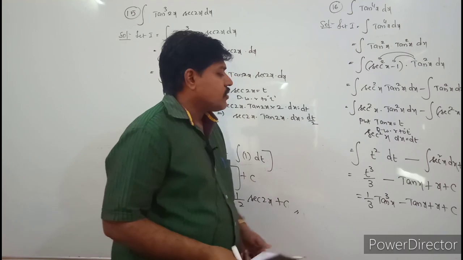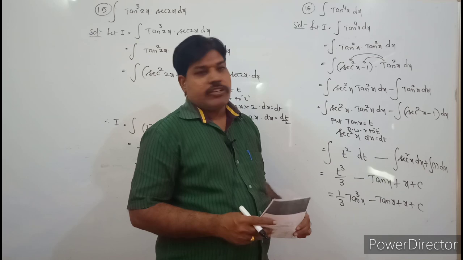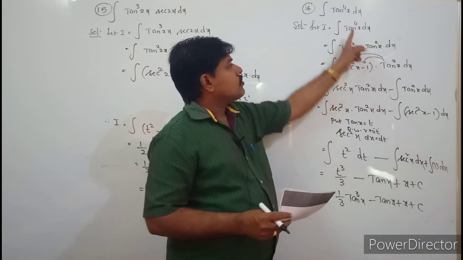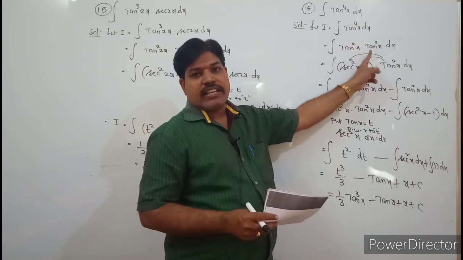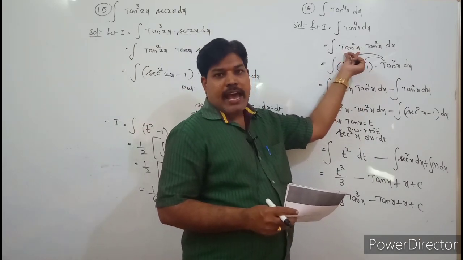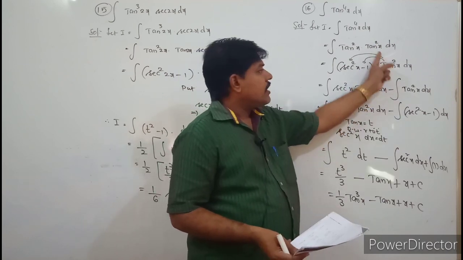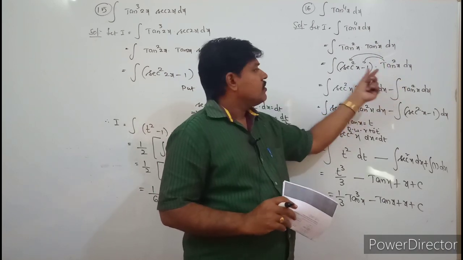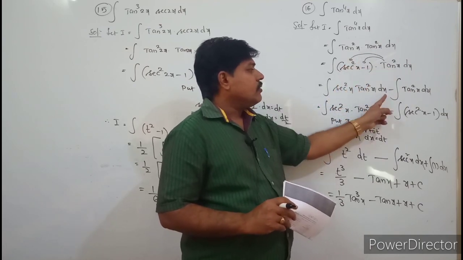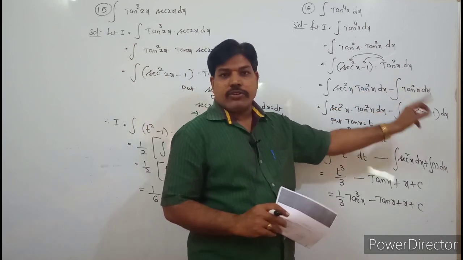So see, students, again: the integral of tan power 4x into dx. So I is equal to the integral of tan power 4x into dx. Tan power 4x you can write as tan square x into tan square x into dx. This tan square x you can write as secant square x minus 1. So already tan square x is there, and next we multiply with tan square x. What happens? Secant square x into tan square x into dx, minus 1 into tan square x, so that is minus the integral of tan square x into dx.